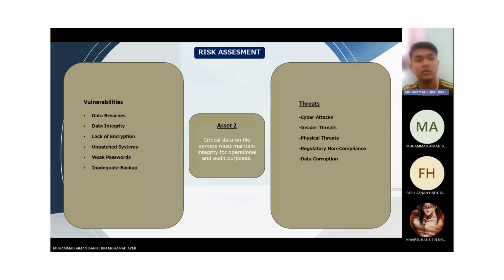Okay, the first one, we look at the vulnerabilities. The first one is data breaches, where sensitive data stored on file servers can be accessed by unauthorized personnel if proper access controls are not in place. Second one is data integrity. Data could be altered, corrupted, or deleted either accidentally or maliciously.